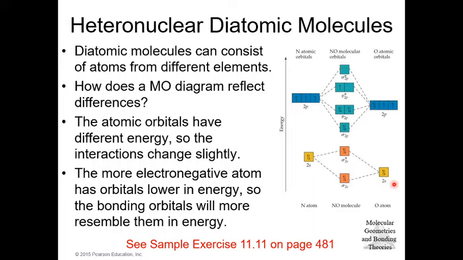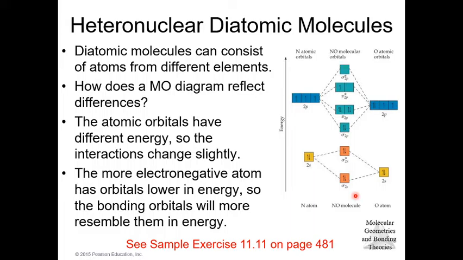Again, half the battle in drawing these molecular orbitals is getting the correct number of electrons. I've got 5 valence electrons for nitrogen, so I've got 5 arrows here. I've got 6 arrows here for 6 valence electrons on oxygen. So 5 plus 6 is 11. I've got 11 arrows up the middle. Keep track of your electrons. It's half the battle.